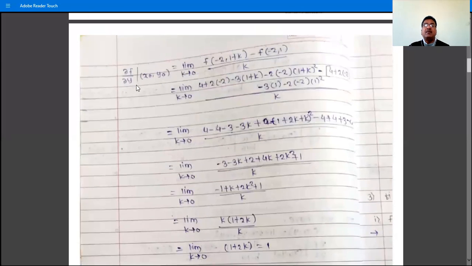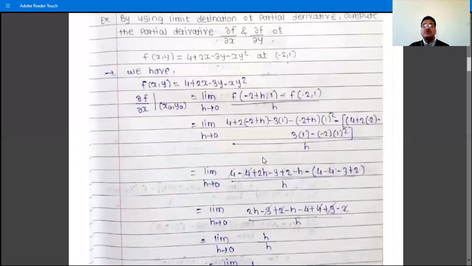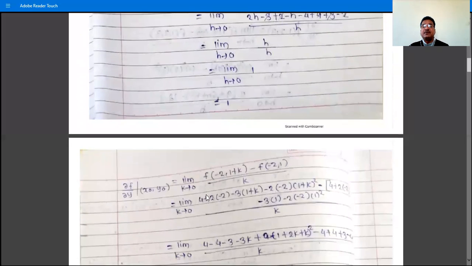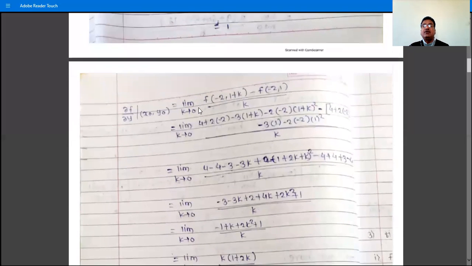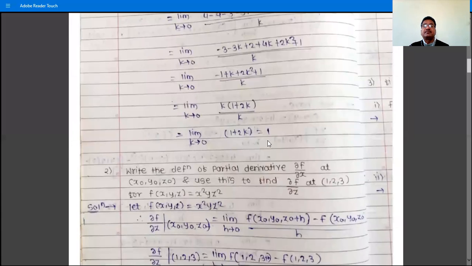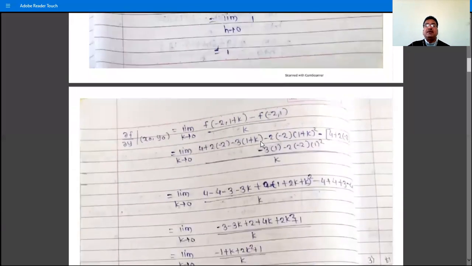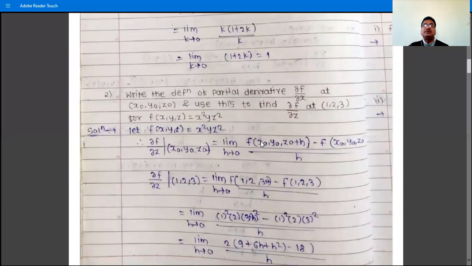Then ∂f/∂y at (x naught, y naught). This is the definition. Substitute x naught as -2 and y naught as 1. We have this, and the value of this quantity by using the definition. After calculation, we have this over k. Let's cancel 1 plus 2k. Substitute k as 0. That is, we have the answer 1. So this is the definition of partial derivative with respect to x and y.